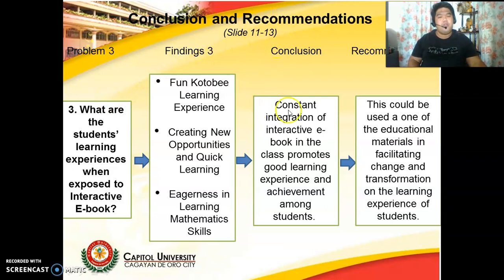Now, for the conclusion, constant integration of the interactive ebook in the class promotes good learning experience and achievement among students. And for the recommendation, this could be used as one of the educational materials in facilitating change and transformation in the learning experience of students.